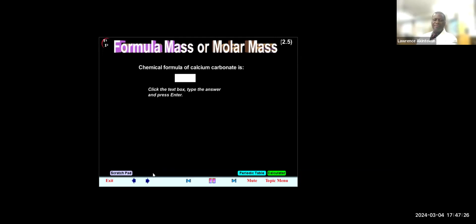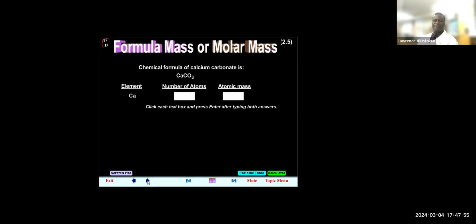Example, calculate the molar mass of calcium carbonate. All right, this is part of Unit 2. Get your cheat sheet, look for calcium, look for carbonate, look at their charges, then crisscross as we did in class. So once you have the chemical formula for calcium carbonate, then you can go ahead with the calculation of the molar mass.